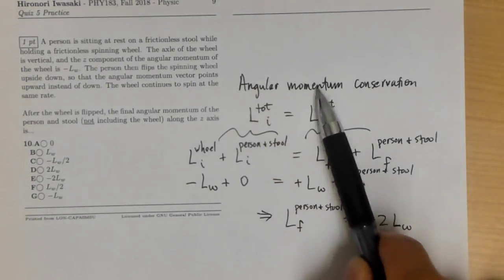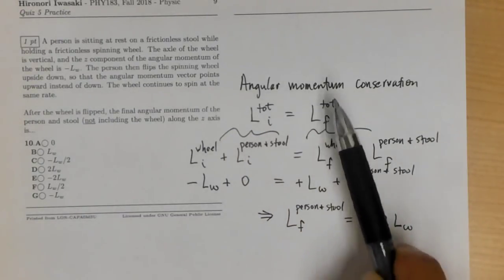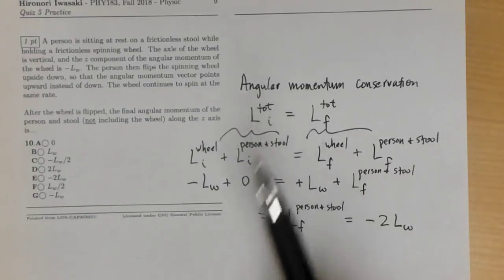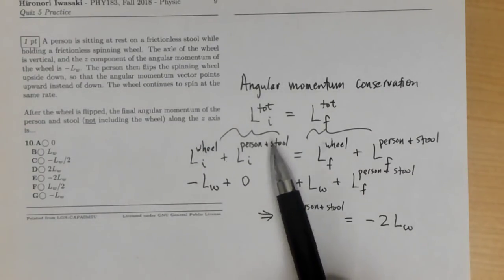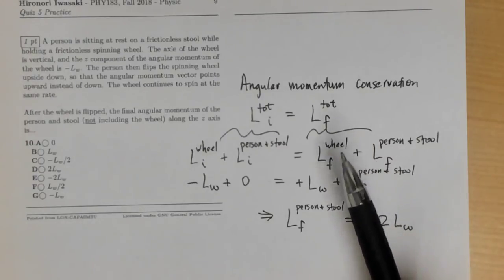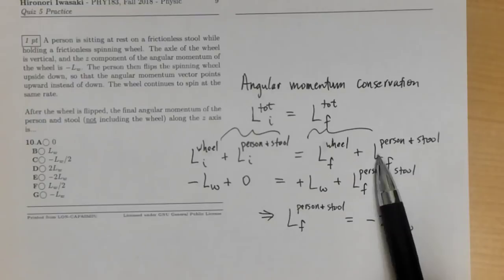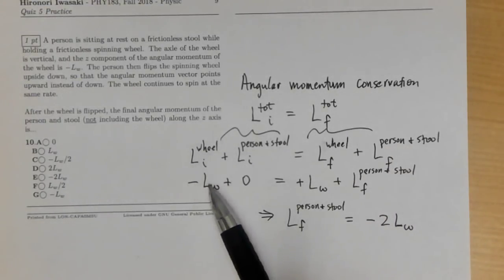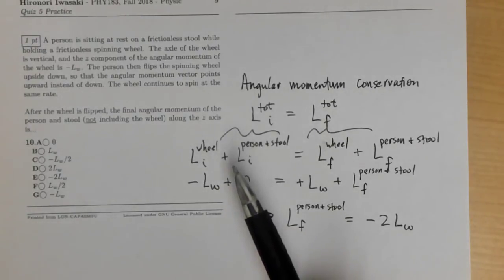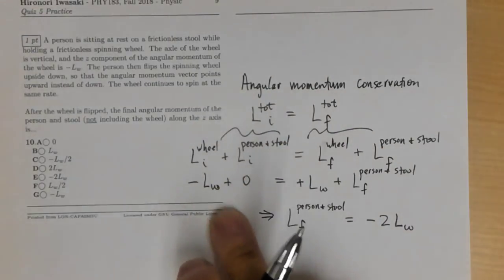We have angular momentum conservation. L initial total is equal to L final total. That's a key concept. So that's the initial angular momentum of the wheel plus the initial angular momentum of the person and stool. And then we have the final angular momentum of the wheel plus the final angular momentum of the person plus stool. Now the wheel starts off with minus L_W, W for wheel.